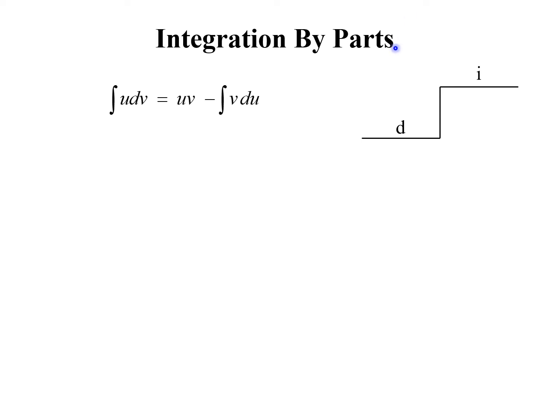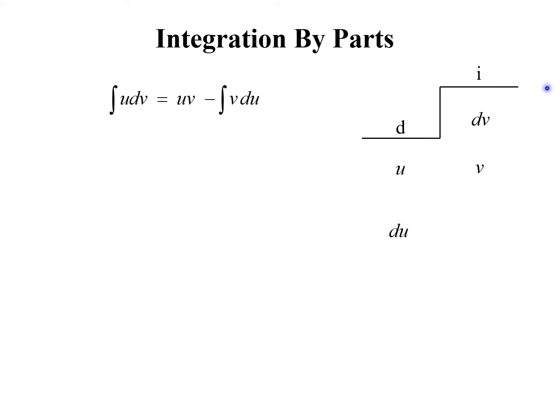So first of all, we make this little staircase here. Well, just one step, and you put D for derivative, I for the integral. Then we put u under the derivative column and dv under the integral, or the antiderivative, column. And then we take the derivative of u, which is du, and put it underneath that, and take the antiderivative of dv, which is just v.